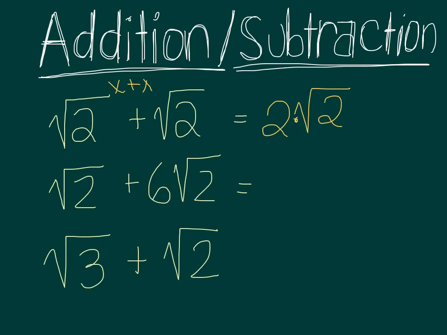So a second example here, if I have a square root of 2 plus 6 square roots of 2, that's like having 1 apple plus 6 apples. So I would really just have 7 square roots of 2.